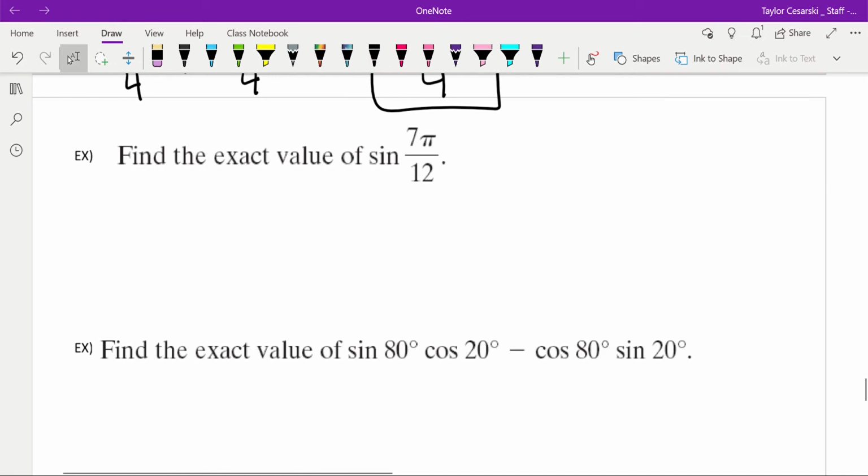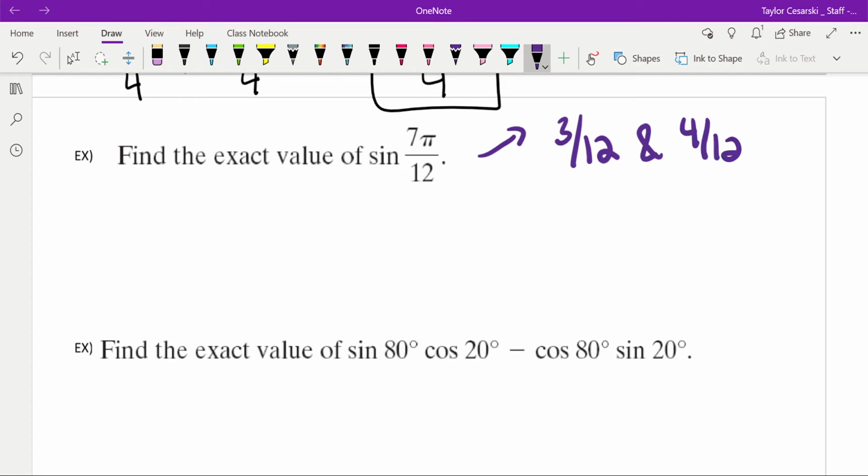So another one, very similar. This one's 7/12, so I can break that up into 3/12 and 4/12. Okay. 3/12 is the same as 1/4. 4/12 is the same as 1/3. So pi over 4 plus pi over 3, or pi over 3 plus pi over 4, same thing.